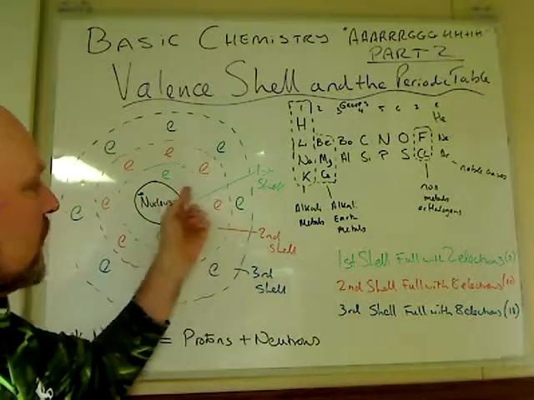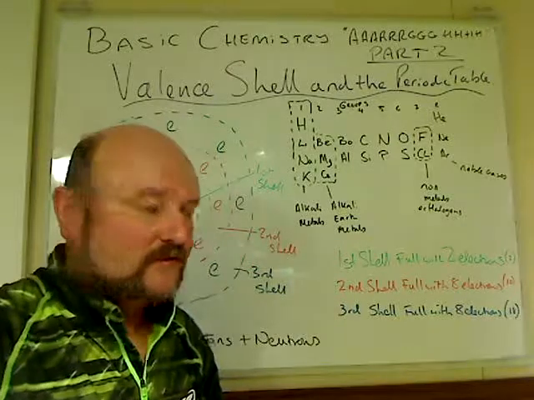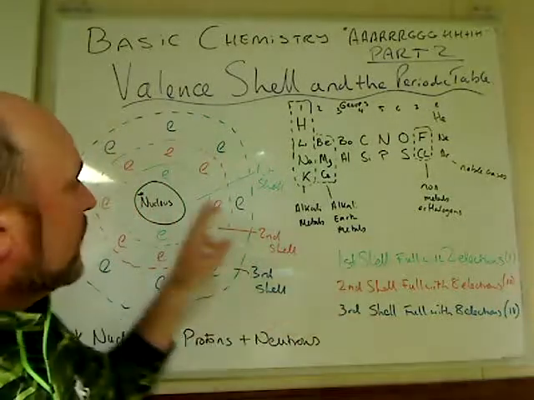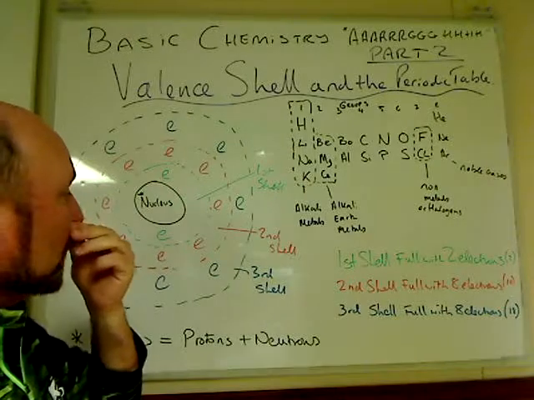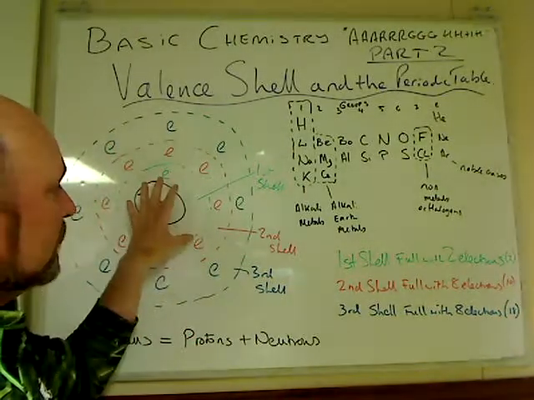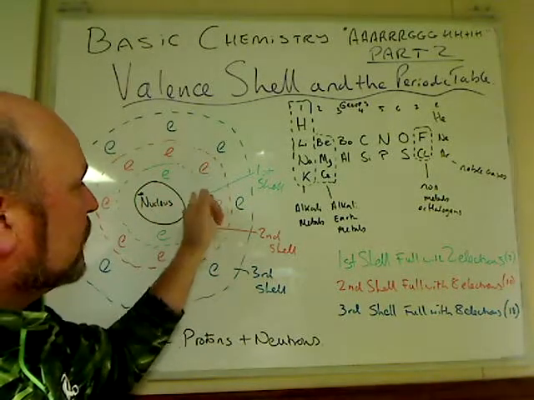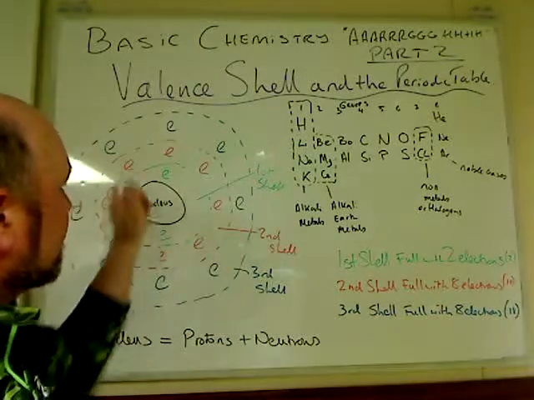Well, in the green shell closest to the nucleus is the first shell. It's the first layer of the onion, so to speak. So this shell can only hold 2 electrons. So once it's 2 electrons in it, it's full. So then if you have another electron, a third electron, it has to go outside of the first shell and sit in the second shell.